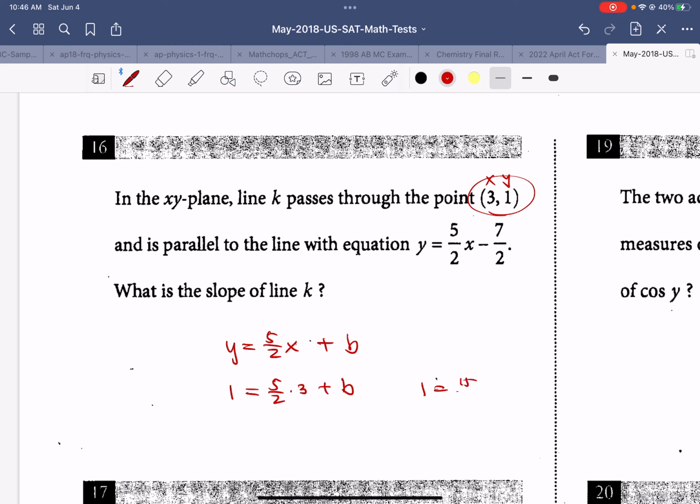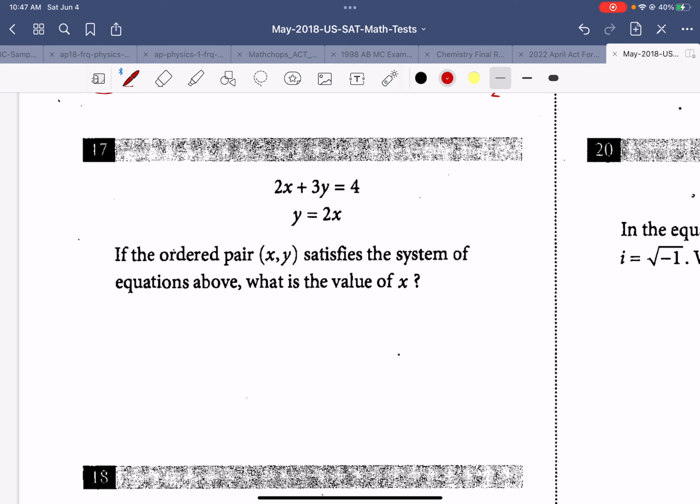Oh, I just realized that they ask you just for the slope. So the answer has to be 5 over 2. Okay, so I found the entire equation, but you don't need to. They ask you just for the slope. So the answer should be 5 over 2. Now, number 17, if the ordered pair satisfies the system of equations above, what is the value of x?